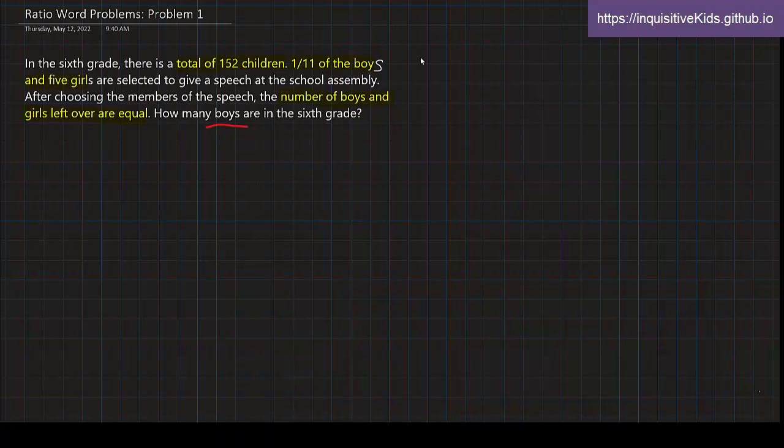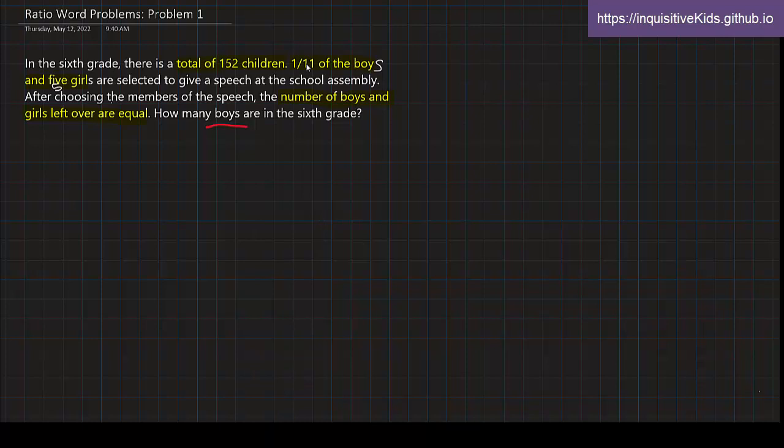So let's go over what we know. There's a total of 152 children, 1/11 of the boys are selected, and 5 girls are selected. We don't know exactly how many girls there are. And this is a fraction. So it's not exactly 1/11 of a boy, because that would be scary, it's 1/11 of the boys' population at the school. So the number of boys and girls left over are equal. So how many boys are in the 6th grade?